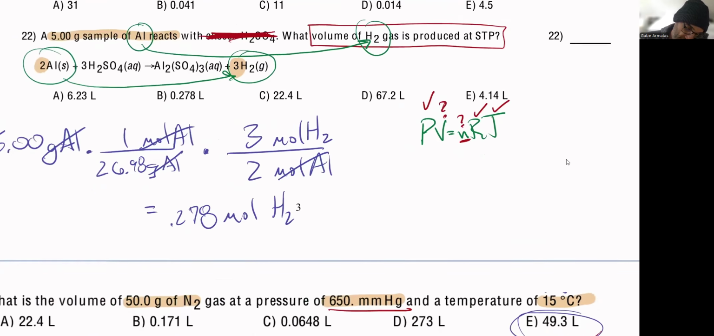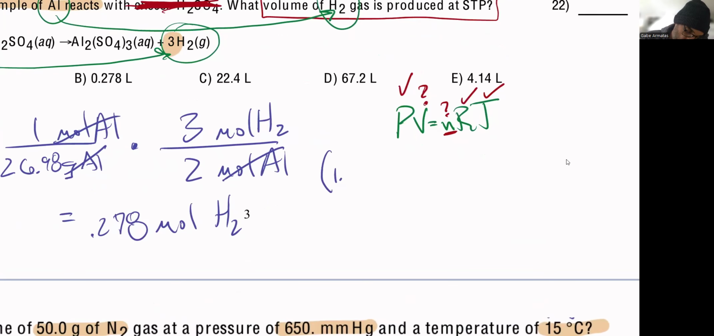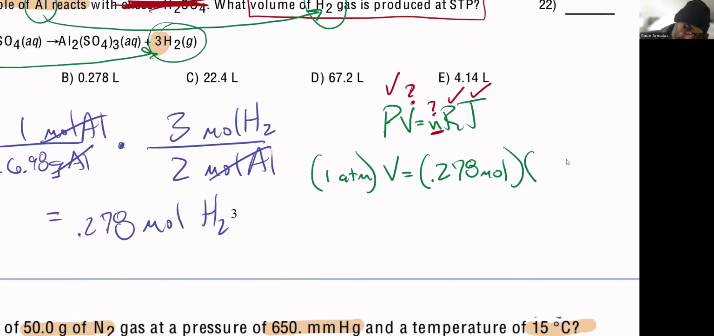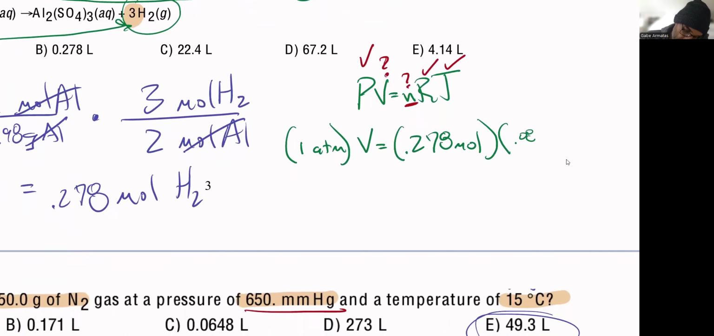So my pressure, we're at standard temperature pressure, is 1 atmosphere. I'll use green for this. My pressure is 1 atmosphere. My volume is what I'm looking for. My moles, we just solved through stoichiometry. My R is a constant, 0.0821 liter atmospheres per mole K. And my temperature is 273 Kelvin or 0 degrees Celsius.